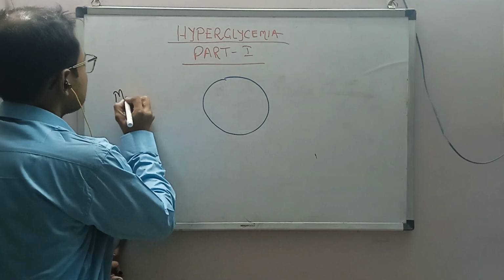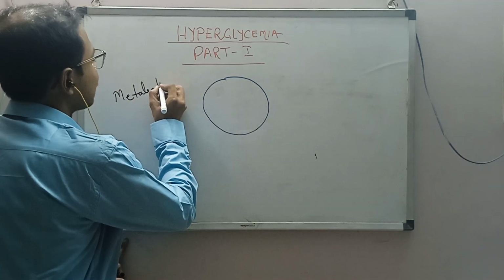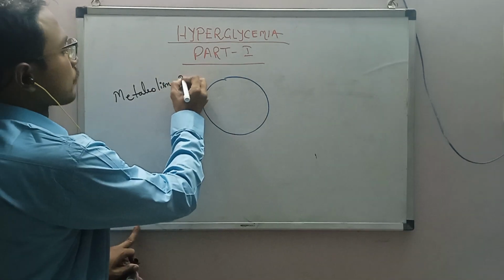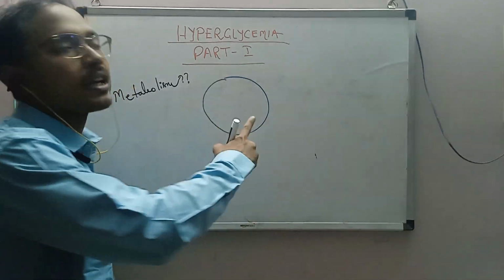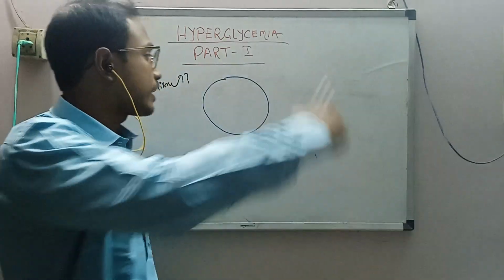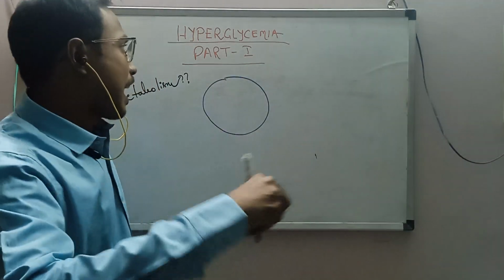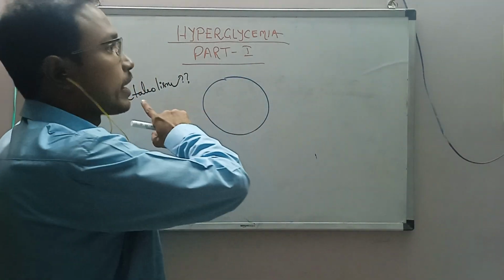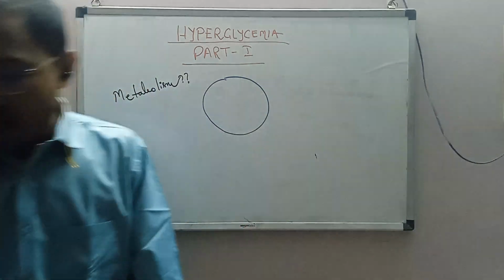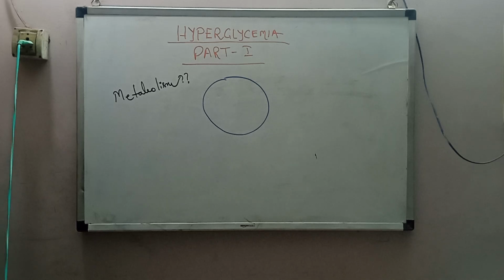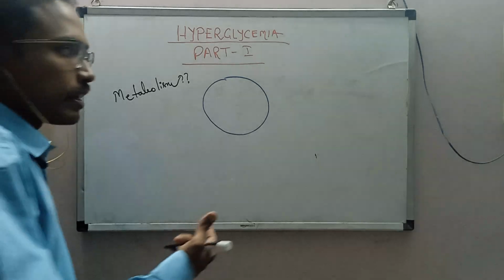Metabolism is a chemical reaction. Metabolism is a biochemical reaction that is going on continuously inside your cellular machinery. When I use the term metabolism, I mean normal cellular metabolism. I am not discussing drug metabolism, that we will discuss in the next part. Today I am discussing only cellular metabolism, how it happens and what the mechanism is.